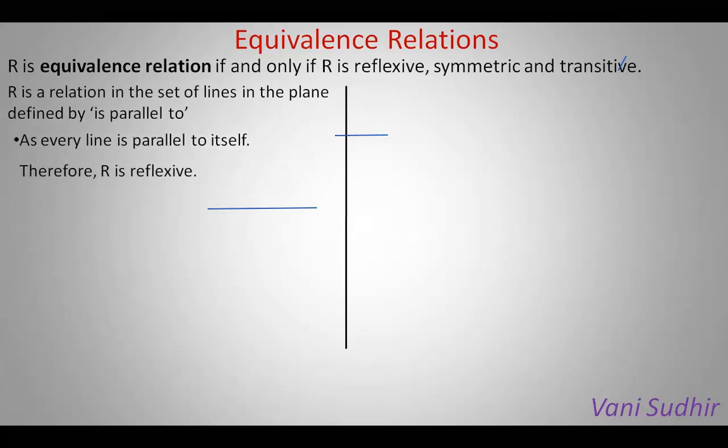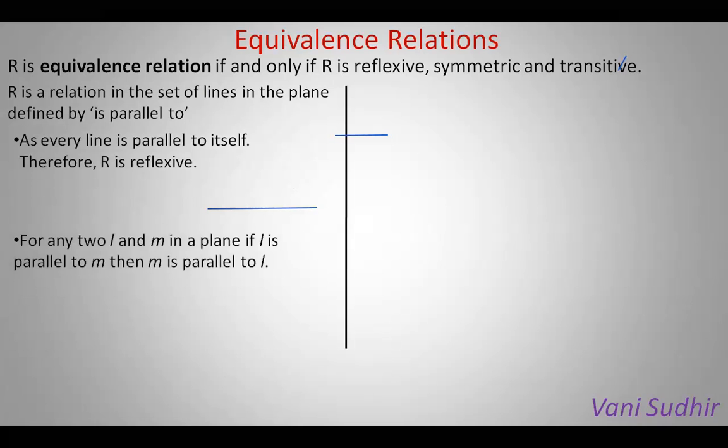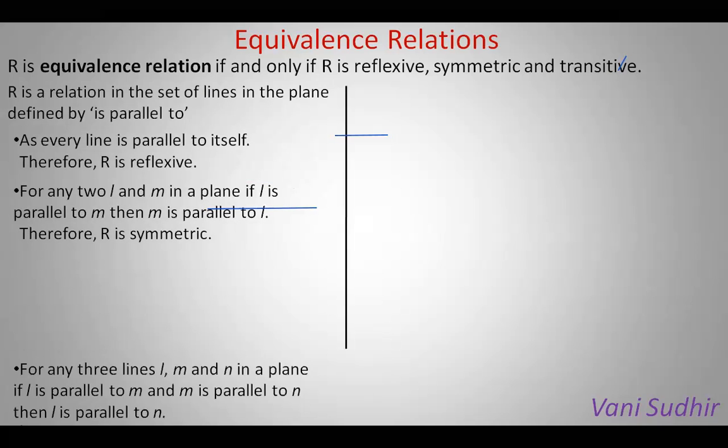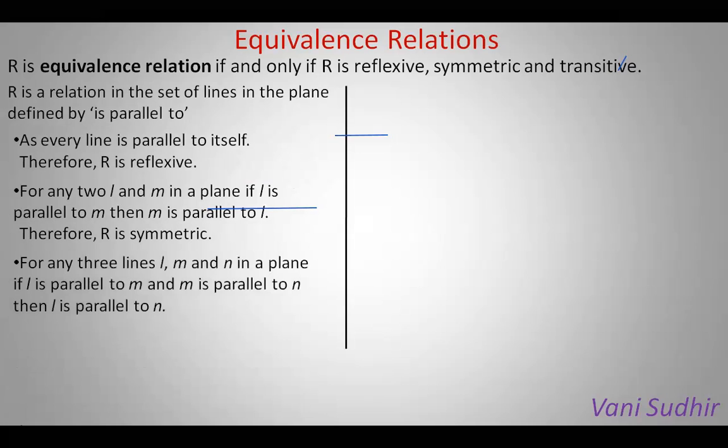Therefore, R is reflexive. If L is parallel to M, then M is parallel to L. Therefore, "is parallel to" is symmetric. If you take three lines, if L is parallel to M and M is parallel to N, then L is parallel to N. If two lines are parallel to the same line, then they are parallel to each other. Therefore, R is transitive. Therefore, what can you say? It is an equivalence relation. Why? Because it is reflexive, symmetric, and transitive.